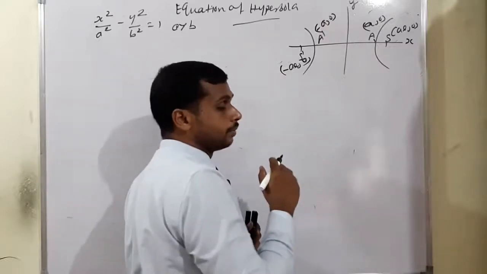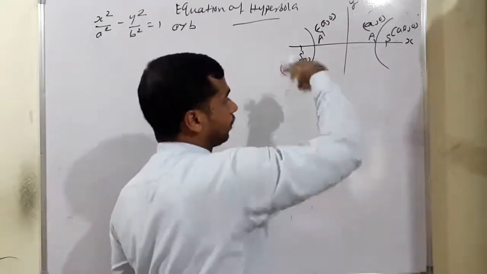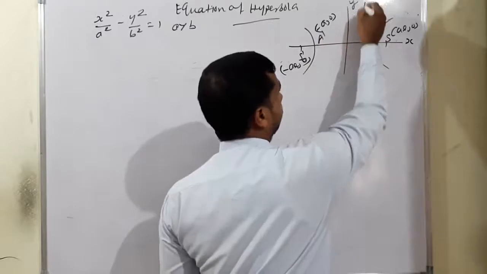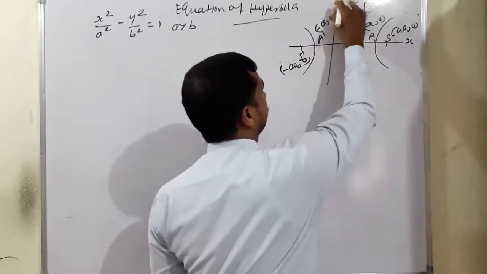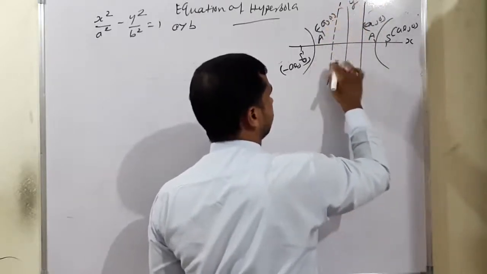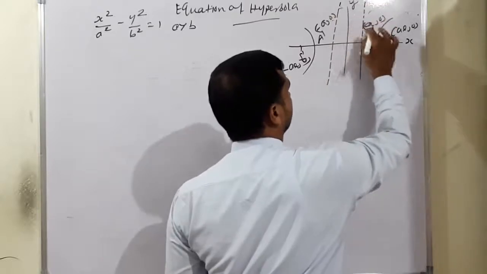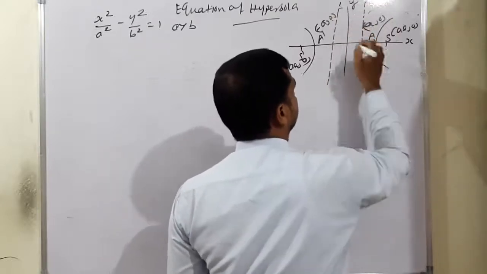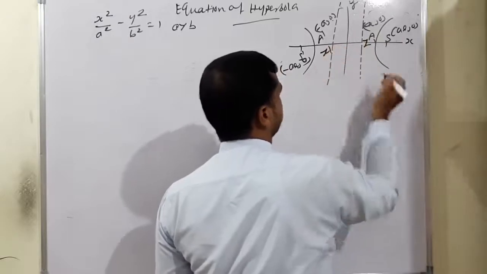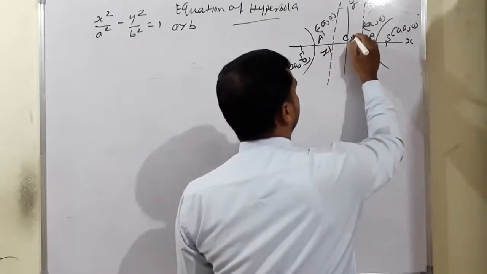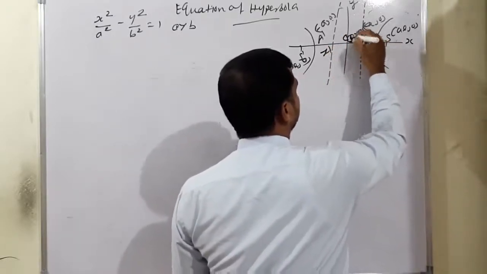Now, in the ellipse we drew the directrices outside, but here we have to draw the directrix lines inside, as a dotted line. So this is actually Z and Z dash. The center we already know, the point is always 0 comma 0, the origin.